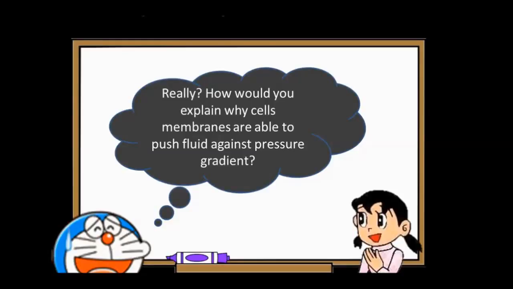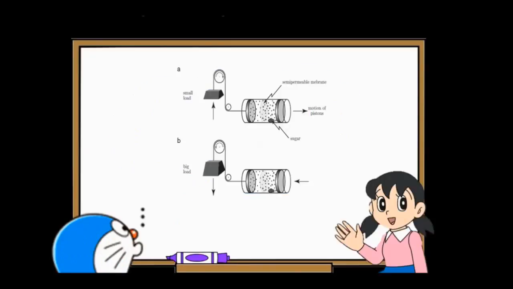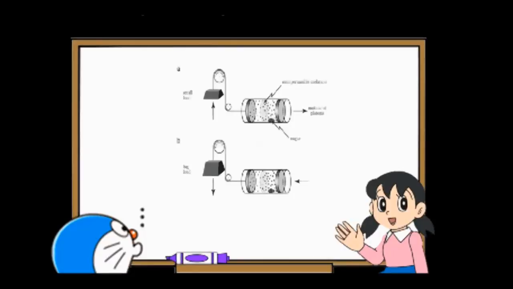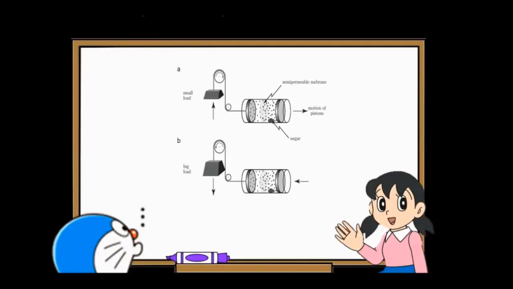Really? How would you explain why cell membranes are able to push fluid against a pressure gradient? Let's see this figure. Entropic force is needed to resist the piston movement and raise the weights, but entropic force is produced by sacrificing sugar's order. The system uses heat from outside to increase the entropy of sugar, so the sugar molecules will expand, making a sugar solution, and the water will move across the membrane towards the sugar solution and push the piston to the right so the system can lift up the load. This mechanism is using osmotic pressure.